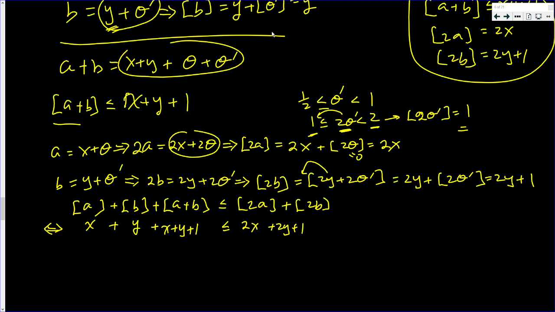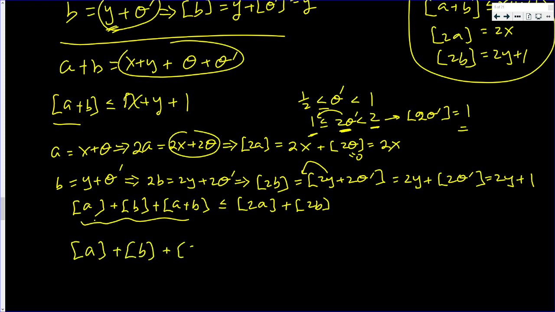And let me write that more clearly. We know that this, which is x plus y, we know that the greatest integer of a plus the greatest integer of b, etc., that this is less than or equal to, well, that's x, equal to x, that's equal to y, but this is less than x plus y plus 1.